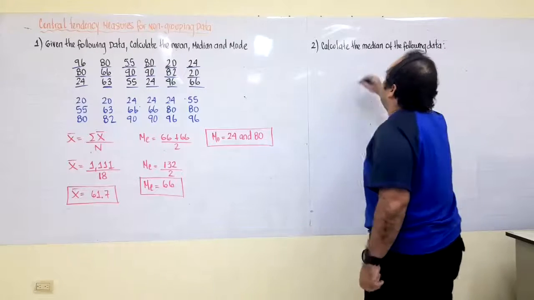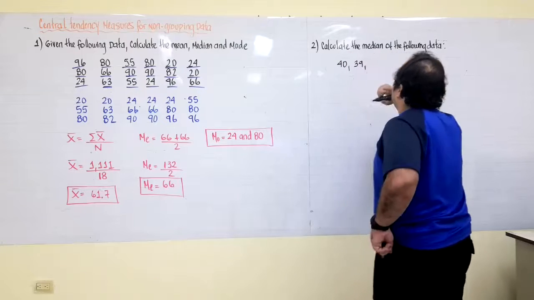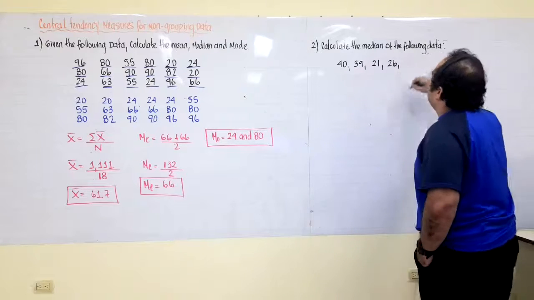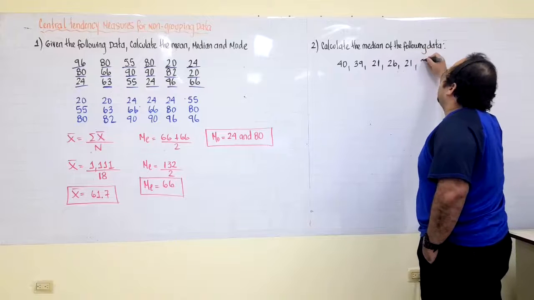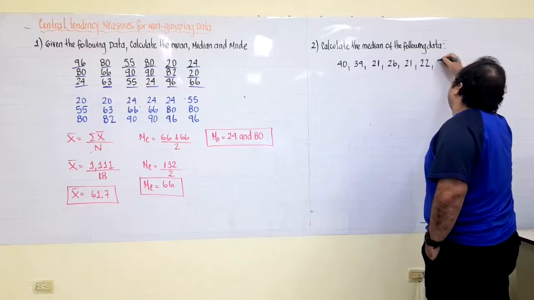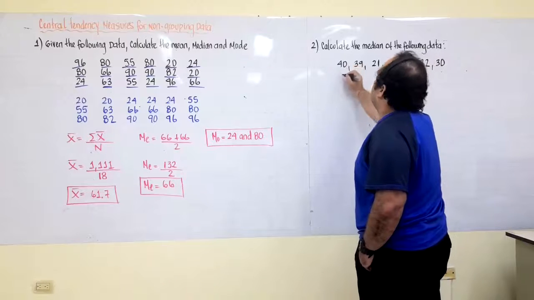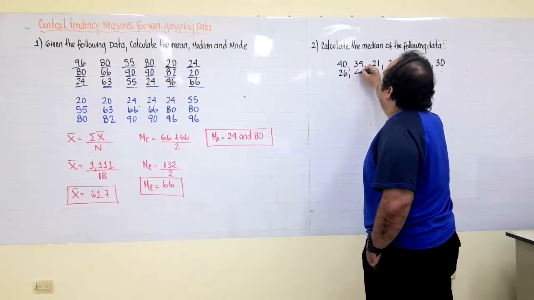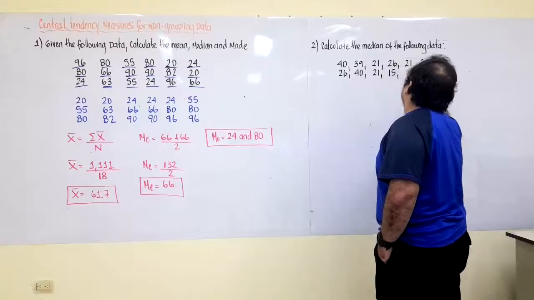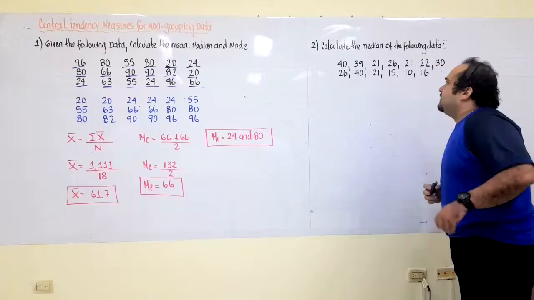What data are we talking about? We have 40, 39, 21, 26, 21, 22, 22, 30, 30, 26, 40, 21, 15, 10, and 16. Okay.